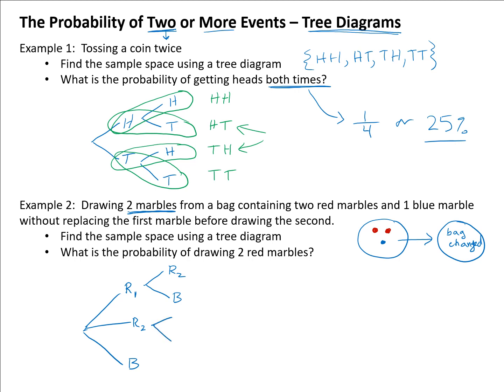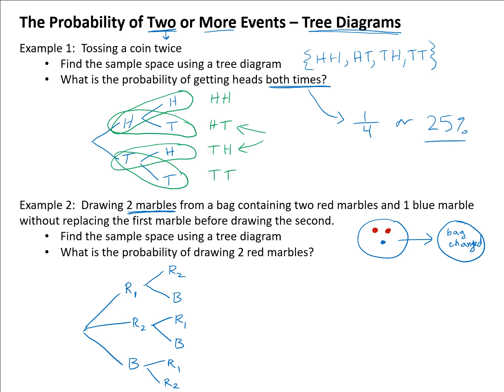Let's continue on with our tree diagram. If I had picked the second red marble, what would be left to pick from is the first red marble and the blue marble. And if I picked the blue marble, I would have the choice of either red marble to pick from, so red 1 or red 2.